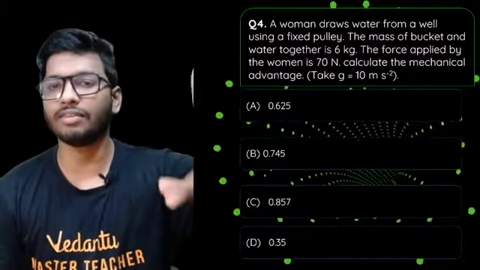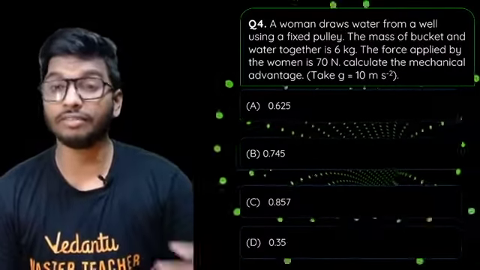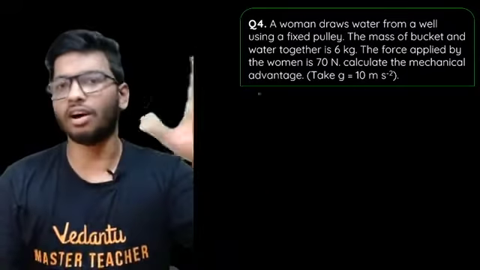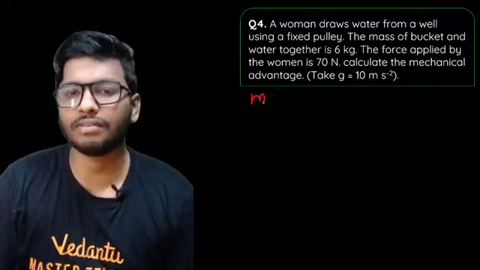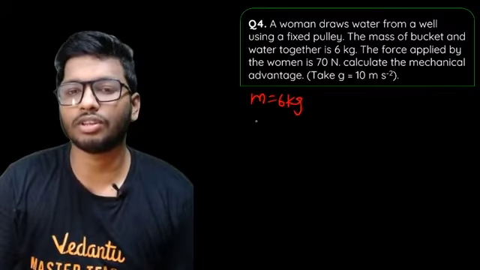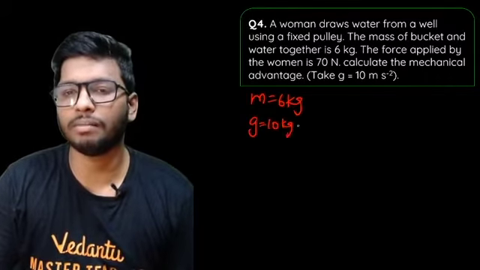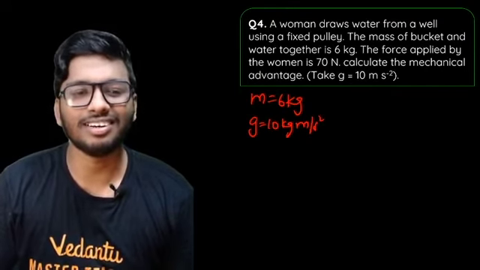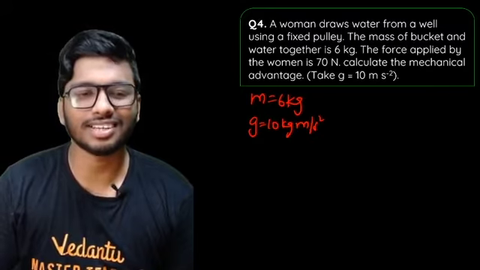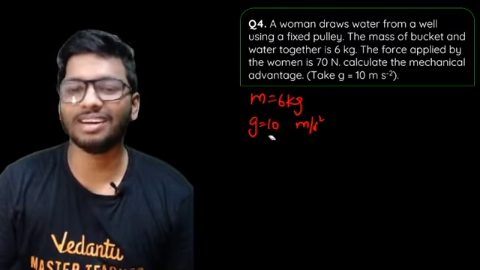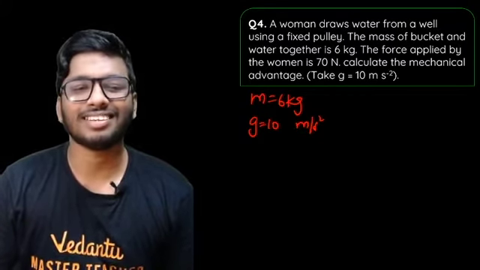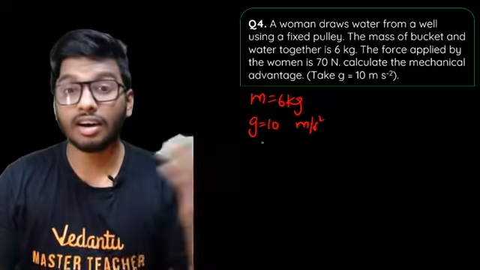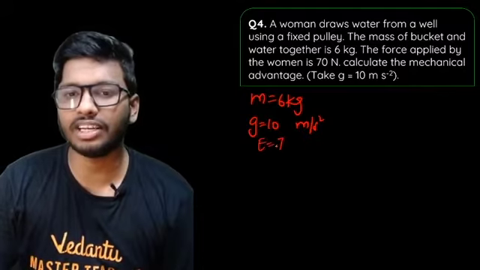They've given you the mass, they've given you the effort, they've given you the acceleration due to gravity. You're supposed to find out what is the mechanical advantage. So first of all, guys, write down the given data. The mass is given as 6 kg. They've given you the acceleration due to gravity as 10 meter per second square. Sorry, I had written the wrong unit. Then apart from that, they've given you the effort as well. So effort is 70 Newton.